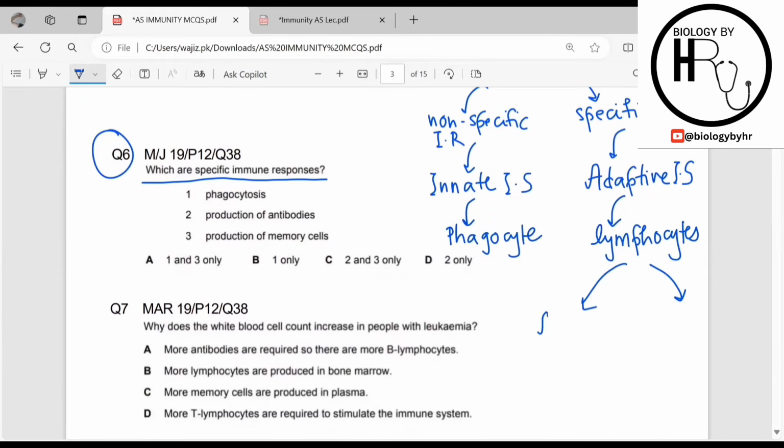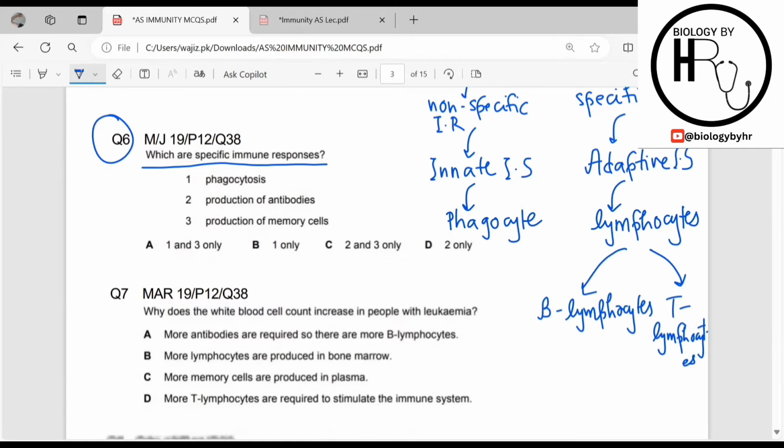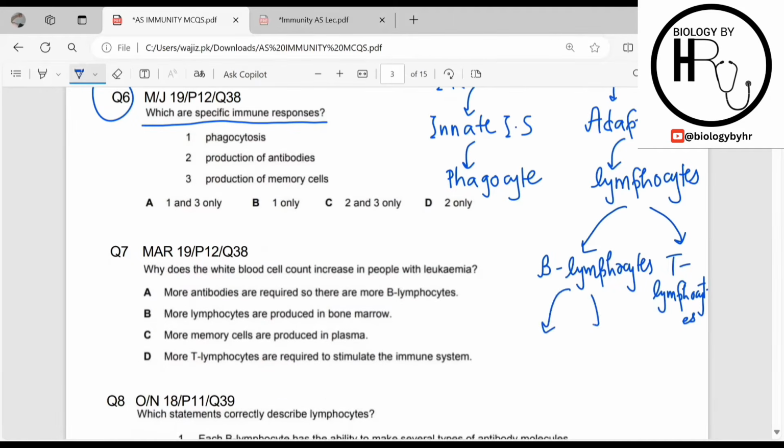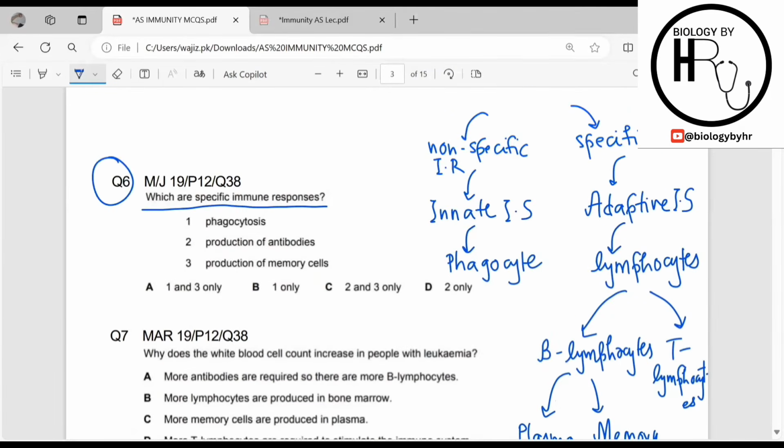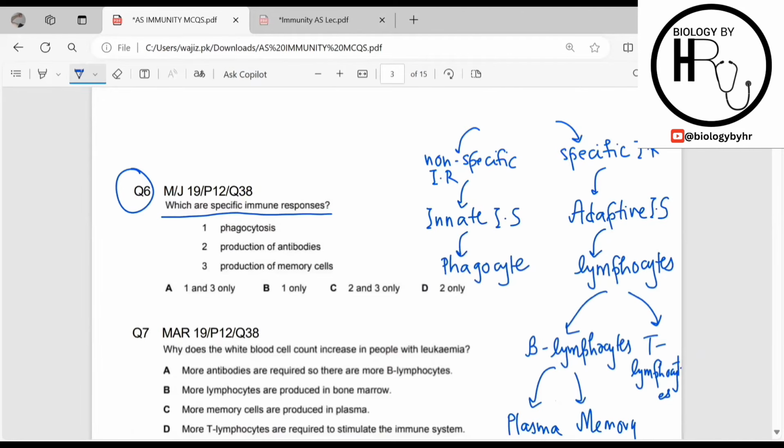And we know that lymphocytes are divided into B lymphocytes and T lymphocytes. The B lymphocytes then divide into the plasma cells as well as the memory cells. The plasma cells secrete the antibodies. The best way to learn the chapter of immunity is through flow charts. And if you draw the flow chart and relate the things, the chapter of immunity becomes very easy for you.